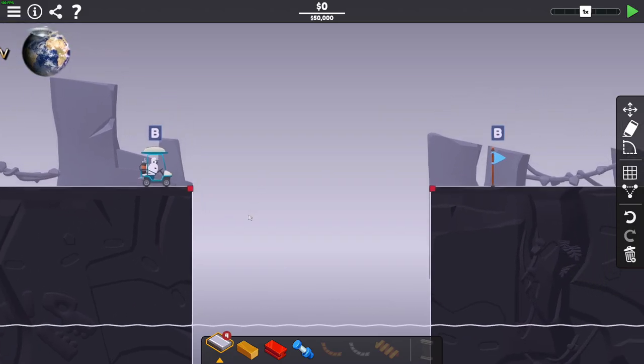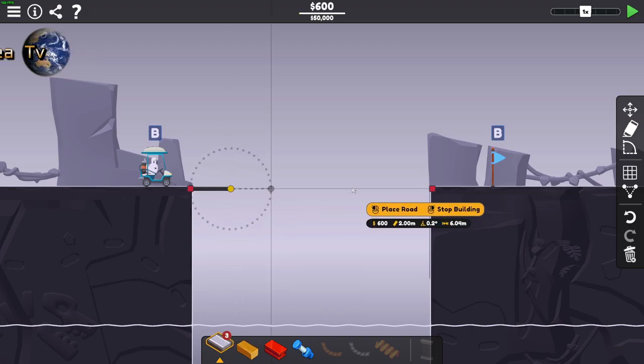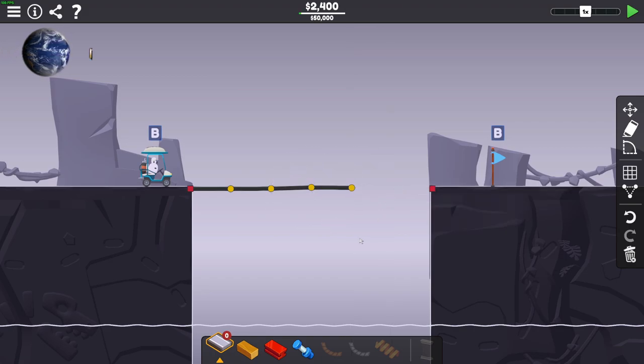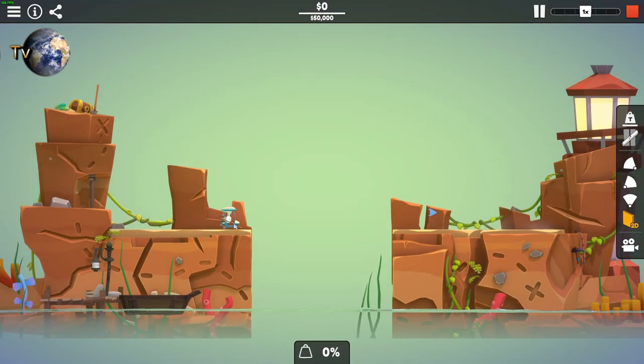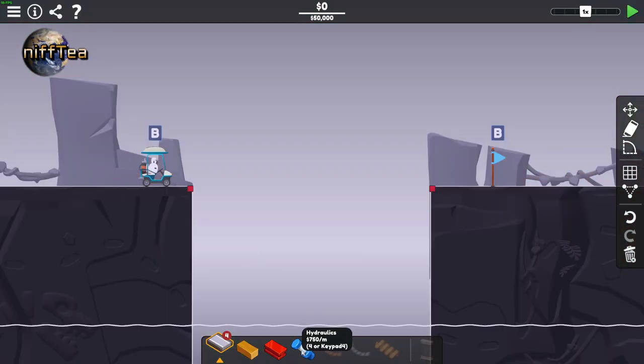Right, the golf cart's got to go across there. You've only got 4 roads. So we're miles off there. But the golf cart's not powered. So we've got hydraulics. So we've got to lift that up and swing it over. Let's see what I've come up with.